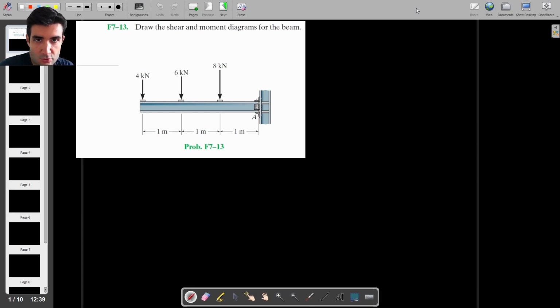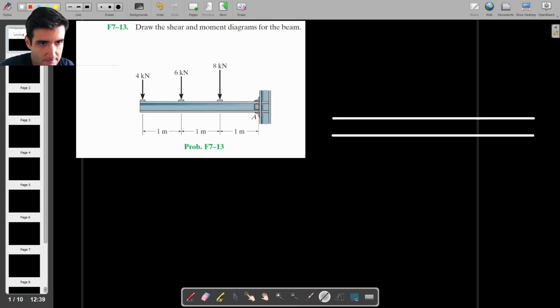So as usual, I would try to first draw the free body diagram of this, but this time I'm not going to draw the reaction forces. Well, I will draw the reaction forces, but I'm not going to calculate them, which sounds a bit weird because this is what I say we should do all the time. But in this particular case, we don't have to.